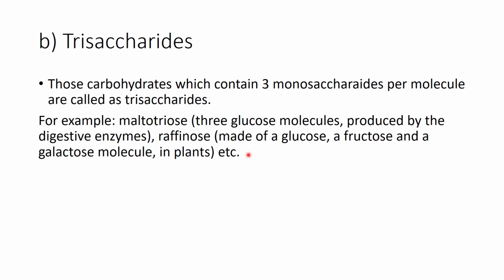Then trisaccharide, as the name suggests, contains 3 monosaccharides per molecule. Or you can say that if you break this trisaccharide, it's going to give you 3 monosaccharides. Some common examples are maltotriose and raffinose. Maltotriose is made up of 3 glucose molecules, and it's produced by the digestive enzyme of human beings. Then we have raffinose, which is produced as a result of reaction of glucose, fructose, and galactose, and it's present in a large variety of plants or vegetables like asparagus, broccoli, and zucchini.